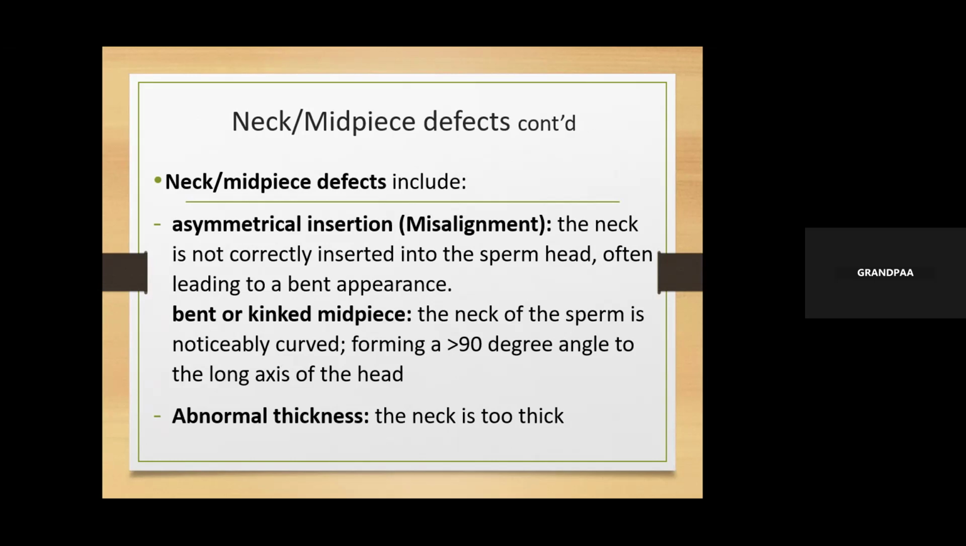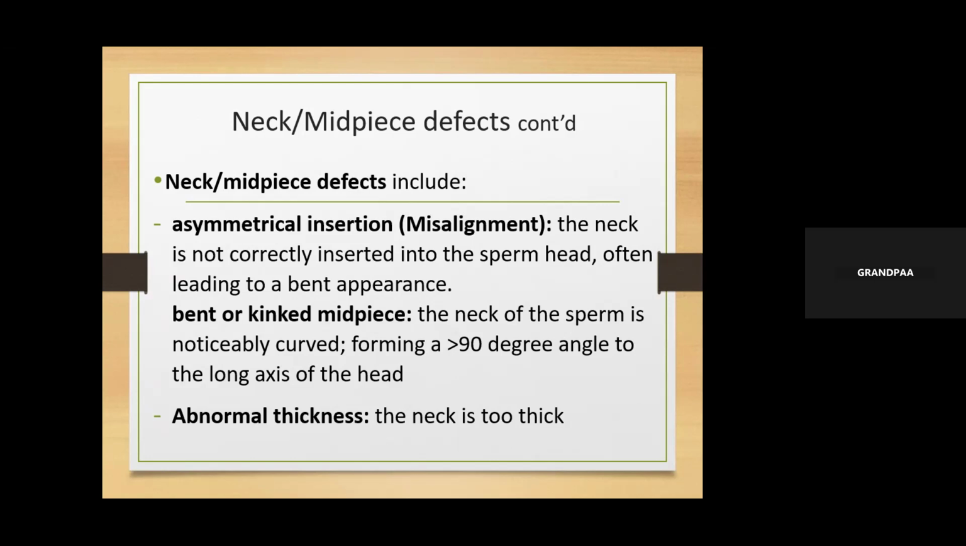The first half section of the tail becomes the principal piece, and the last end becomes the end piece. If you want to describe the entirety of a sperm in that manner, you have the mid piece, the principal piece, and then the end piece.